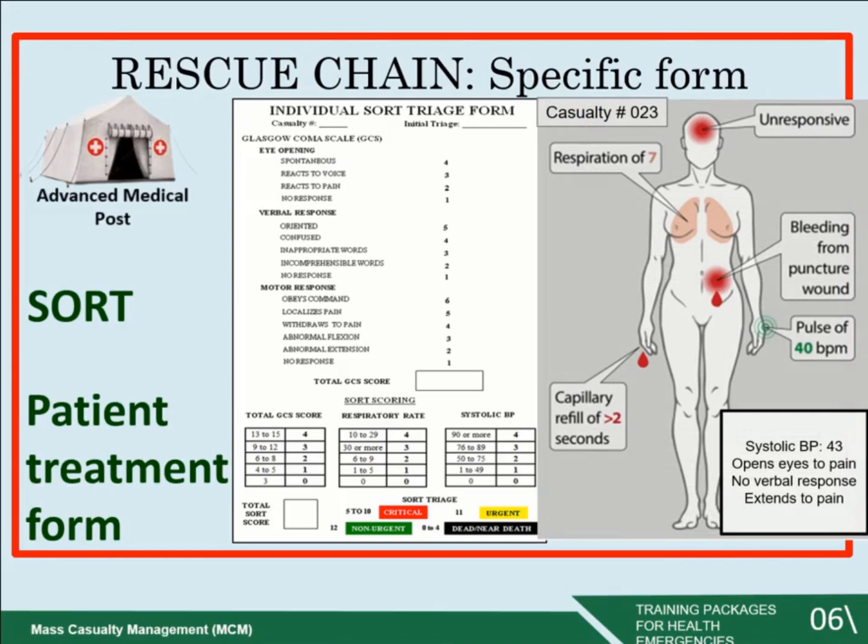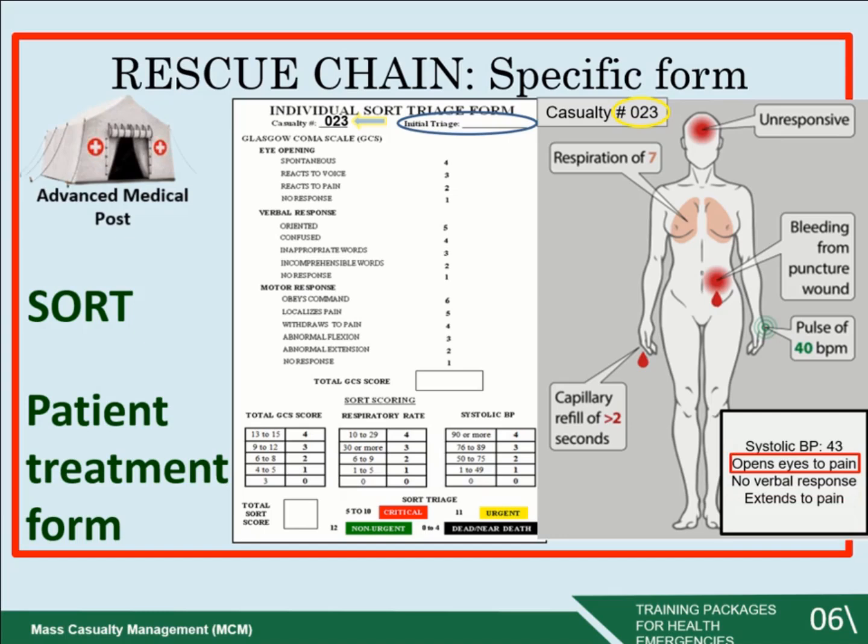So moving directly to our first sample patient and how to answer this individual SORT triage form. First and foremost, please do not forget to write down the casualty number or the patient's name on this side of the SORT form. As far as the initial triage is concerned, if this is the first time that this patient will be undergoing the SORT triage technique, then leave this area blank.